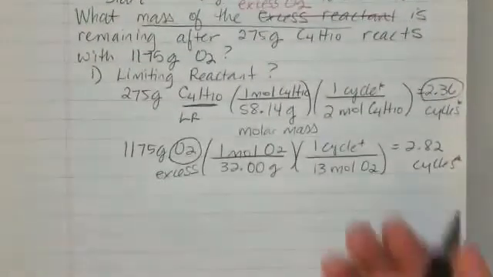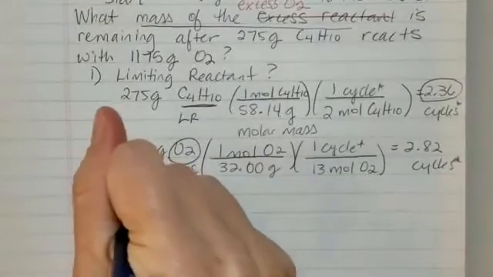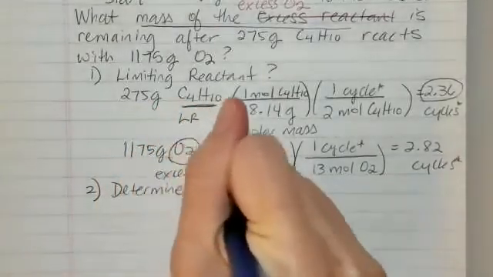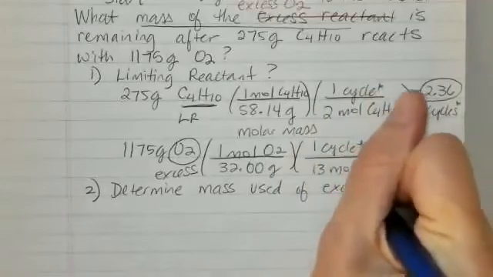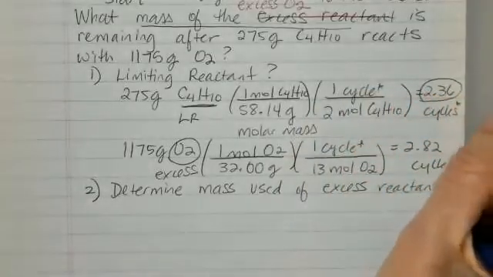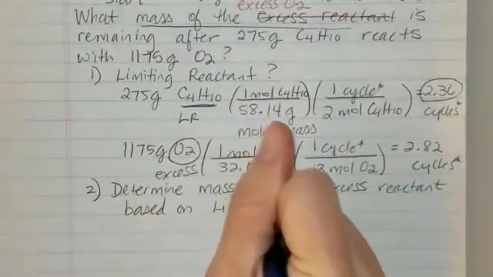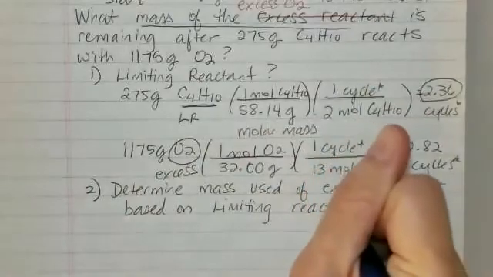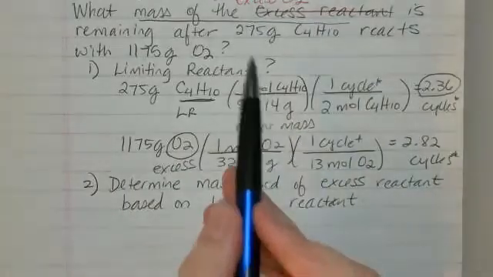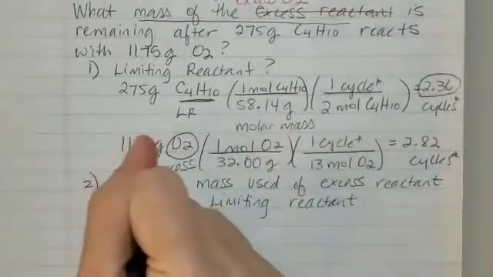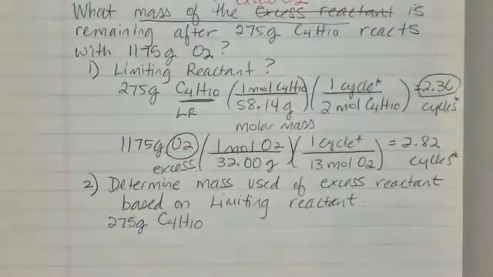All right, so now the second part here is, I'm trying to write this so it's clear: determine the mass used of the excess reactant based on the limiting reactant. So in other words, start with your limiting reactant and convert that to the second reactant. So I'm going to start with my 275 grams of the butane. Again, that was my limiting. That's going to limit how far this can go.